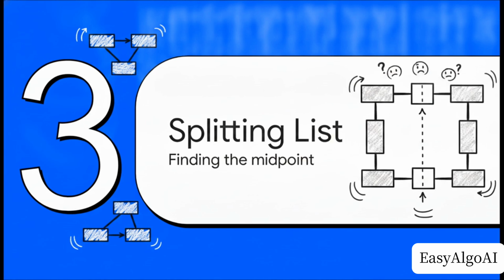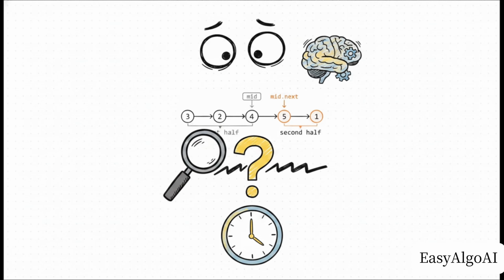All right, section 3, splitting the linked list. To actually cut the list, we absolutely have to find the middle node. Why? Because the node immediately after it is going to become the head of our brand new second list. But here's the catch. If we don't know the total length of the list, we don't want to traverse the whole thing twice just to count it, right? So how do we find that exact midpoint efficiently?